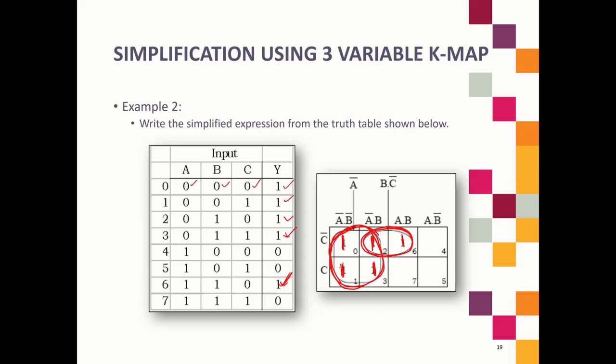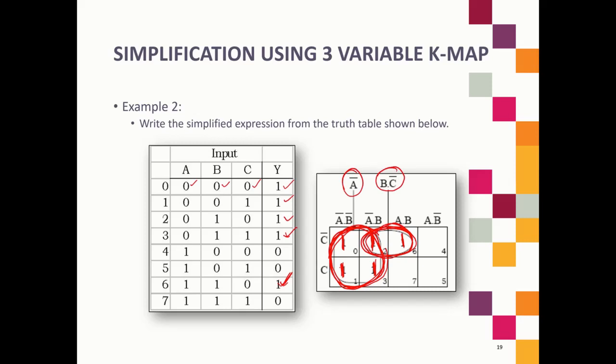And then you find the simplified term. For the first loop, that is 4 cells, you just need to find only one variable as the simplified term. What is the similar variable for these 4 cells? The answer is A bar, because here you have A bar, A bar, A bar, A bar. For the second loop, because this is the size of 2 cells, you need to find 2 variables. So this is the answer, B and C bar, because here you have B and C bar, here also you have B and C bar.